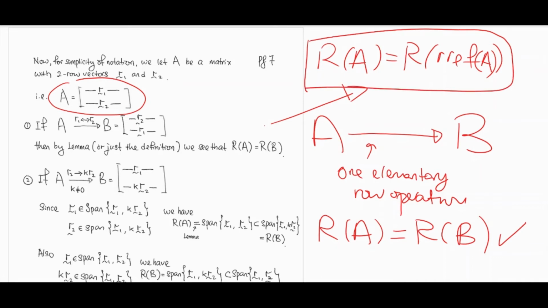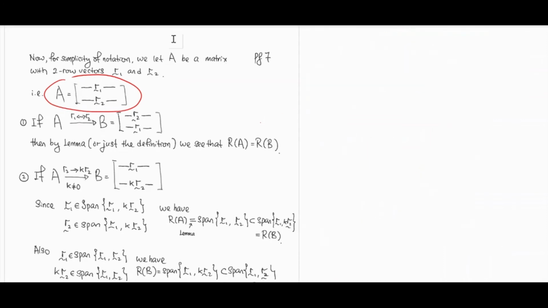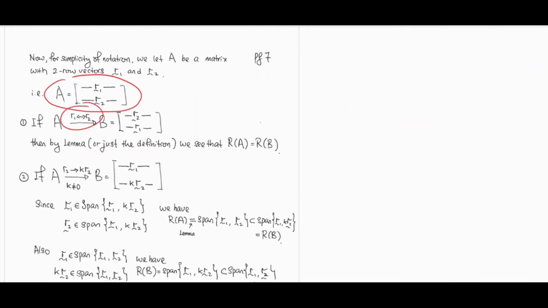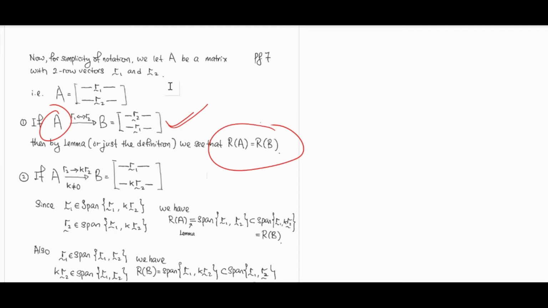So what type of row operation can we do? Well, there are 3 types of elementary row operations. One of them is interchanging 2 rows. So you can interchange row 1 and row 2, for example. Take row 1 and row 2 of matrix A and interchange them. So this is the new matrix that you obtain. And obviously, the 2 row spaces are the same because each row space is the set of linear combinations of the 2 row vectors R1 and R2. So it is obvious that the row space of A and the row space of B are the same if you perform this elementary row operation.